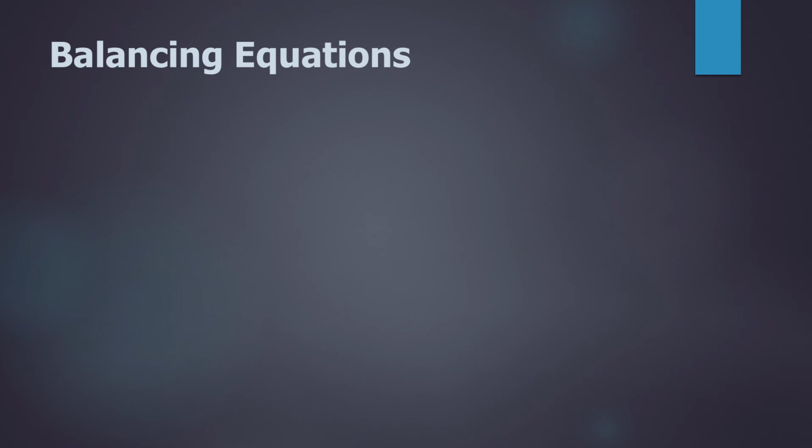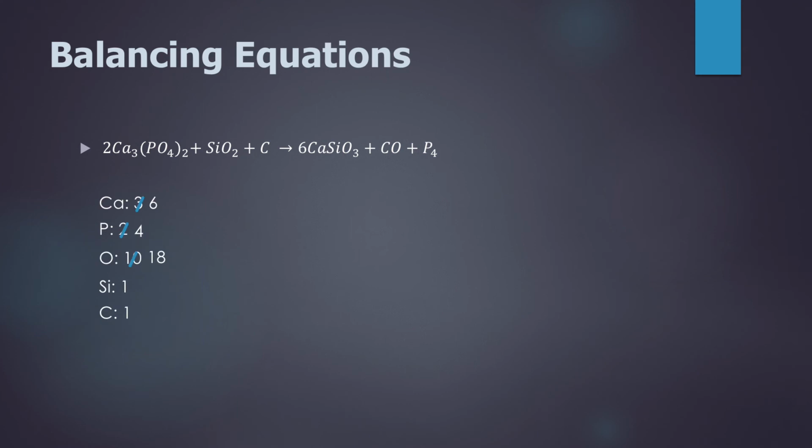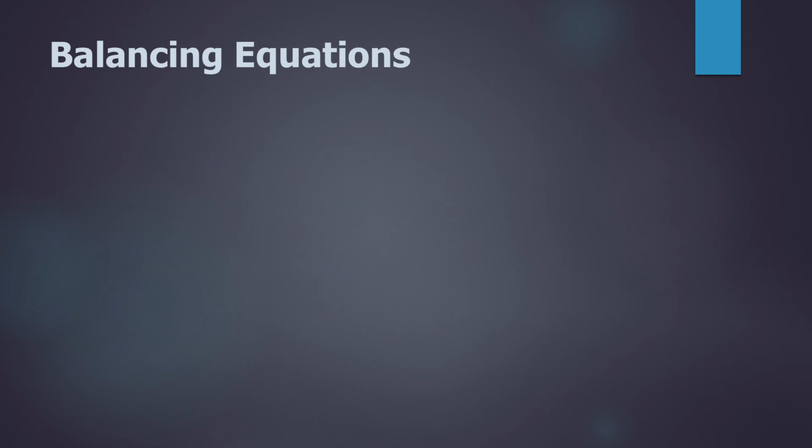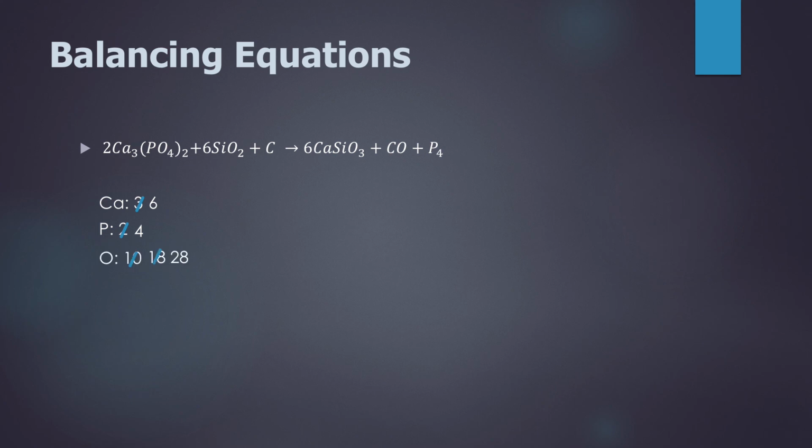Next, we rebalance the calcium by replacing the 3 in front of the CaSiO3 with a 6. The left side stays the same, but now we have 6 calcium, 4 phosphorus, 19 oxygen, 6 silicon, and 1 carbon on the right. After that, we place a 6 in front of the SiO2 on the left to balance the silicon. The only thing that changes on the left is the number of oxygen from 18 to 28, and the number of silicon from 1 to 6. Everything on the right stays the same.